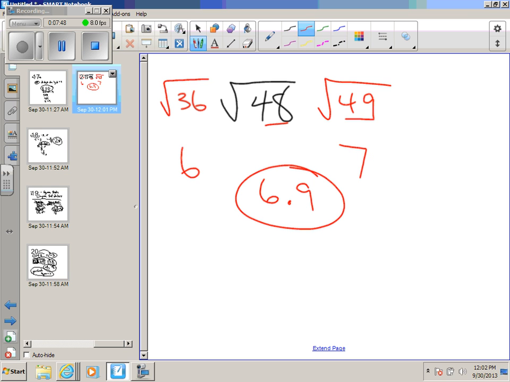What about a square root of 32? How would you approximate the square root of 32? That one would come in between which ones?